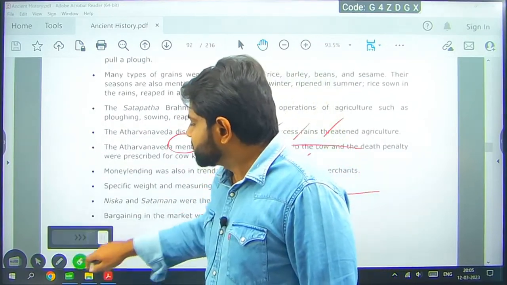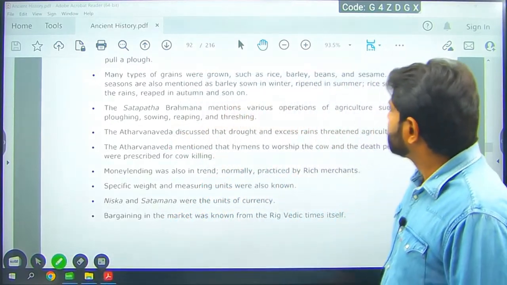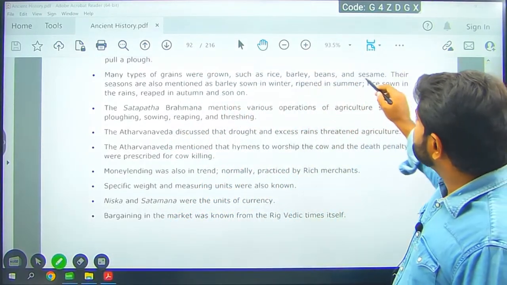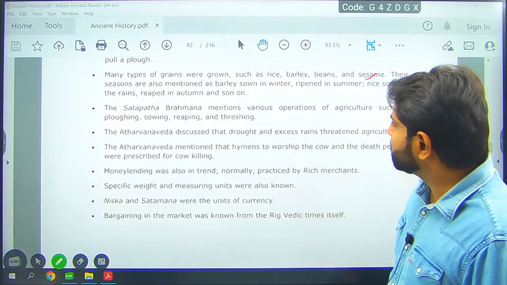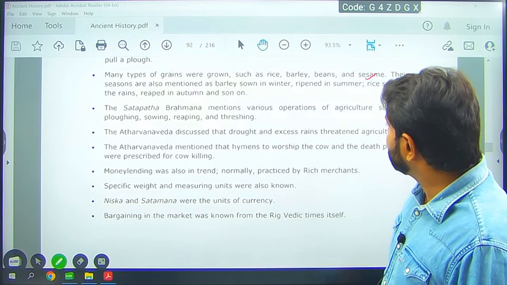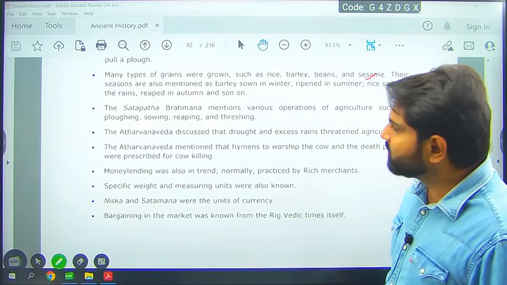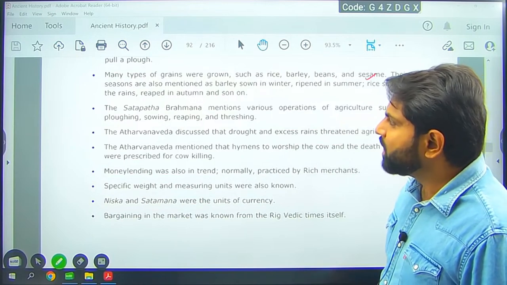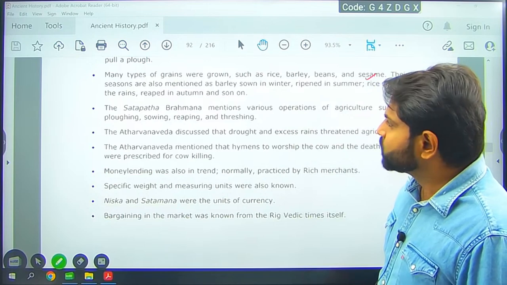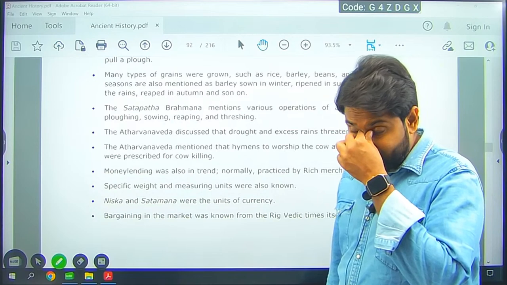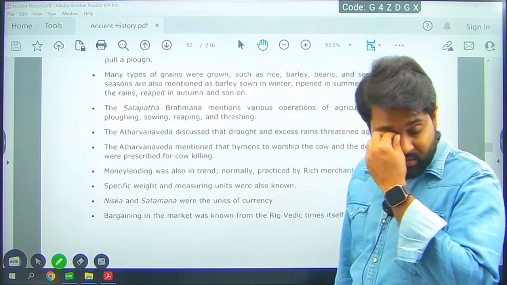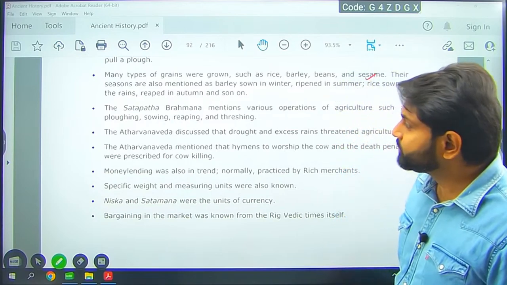Many types of grains were grown by now. Rice, barley, beans, sesame, their seasons are also mentioned. Barley is sown in winter, rabi, ripened in summer. Rice is sown in kharif and reaped in autumn and so on. So you can see the same barley, wheat, rice, pulses, coarse grains, all this can be seen here.